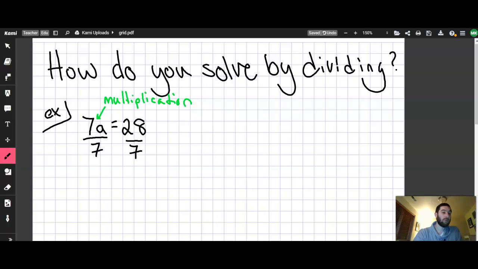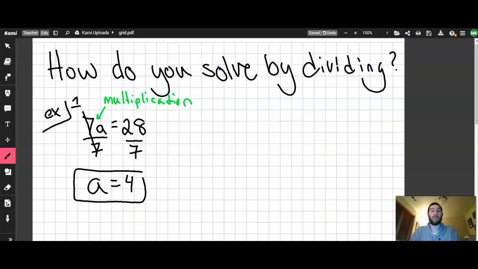7 divided by 7, like we were just talking about, that cancels out, and that's the shortcut to say that 7 divided by 7 is 1. And so that means we have 1a. And we don't have to write the 1 there, just like we don't have to write the multiplication sign for multiplication. So that 1a is going to be equal to whatever 28 divided by 7 is. Calculator geniuses, you'll get the answer of 4. And so here the answer for a is 4 because we divided by 7 on both sides.